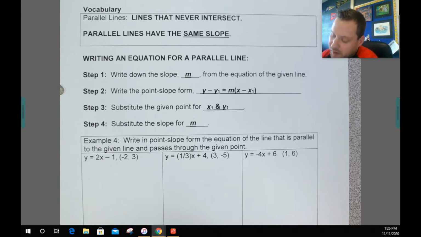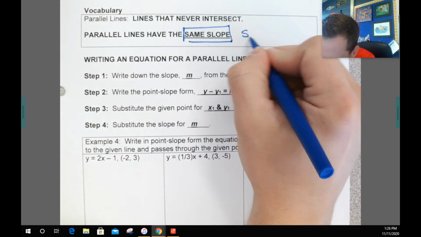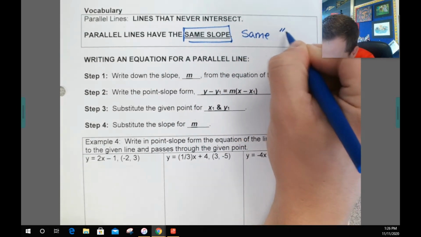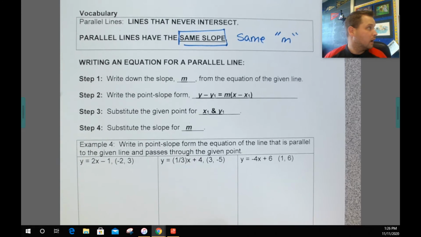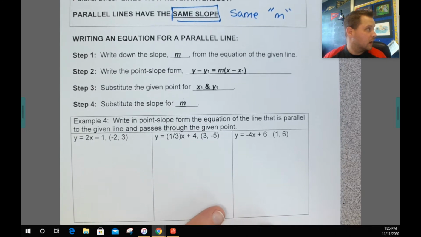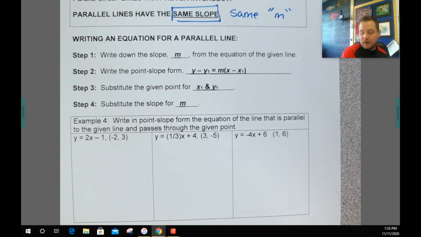The key to parallel lines is they have the same slope. So they each have the same m value. Okay? If they have the same slope and different y-intercepts, they will never touch each other. To write the equation of a parallel line, we have 4 steps to follow. They're listed out for you right there. We need to go ahead and do that to write these equations.